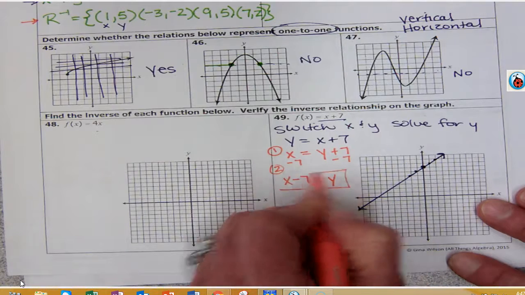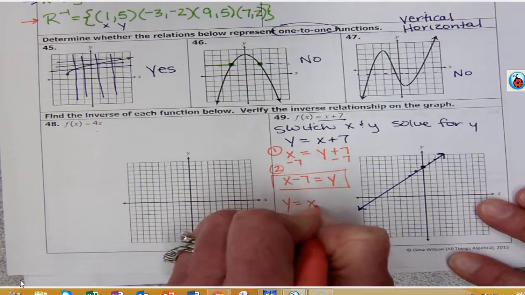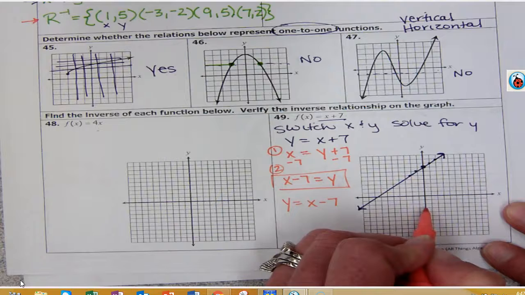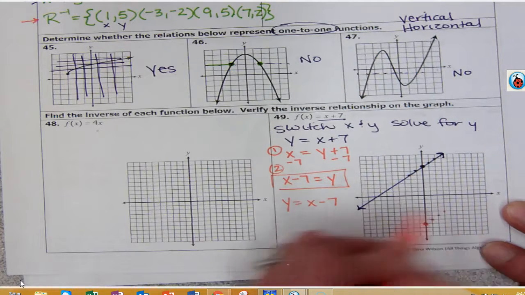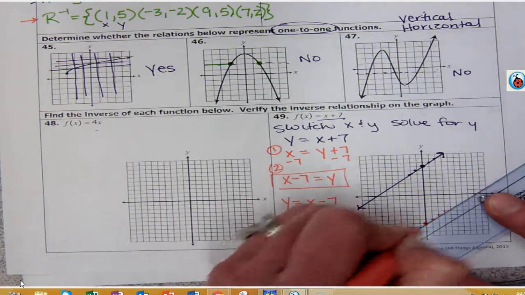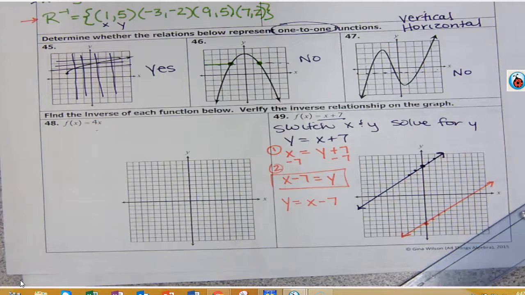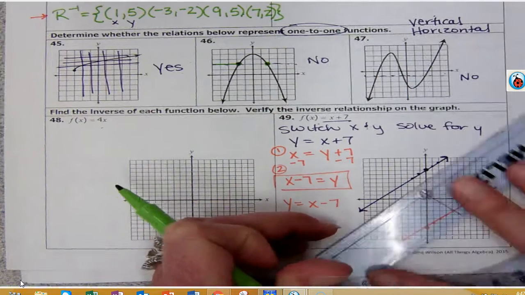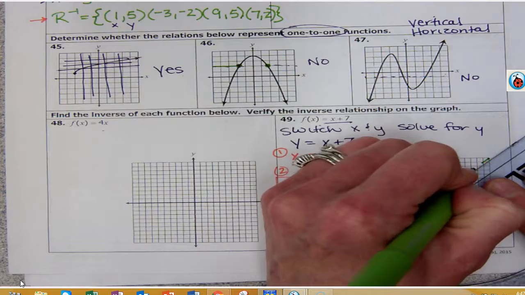So now I can graph this line. And if I want to change that back into y equals mx plus b form, I can change that to this. I'd go down 7, 1, 2, 3, 4, 5, 6, 7. My slope is still 1, so up 1 over 1, and graph that line. Now, one thing that we talked about is it should be a complete reflection across the y equals x axis. So here is your y equals x.